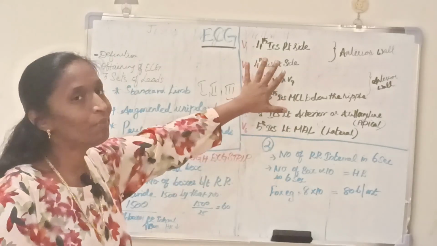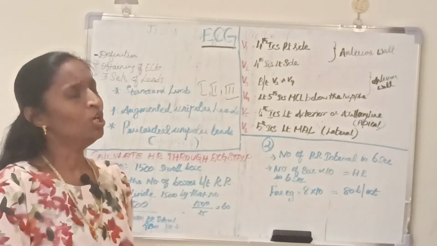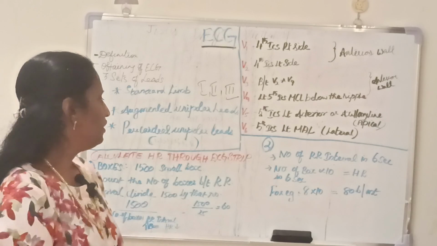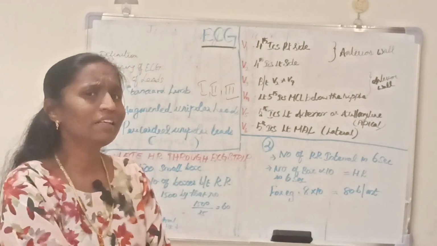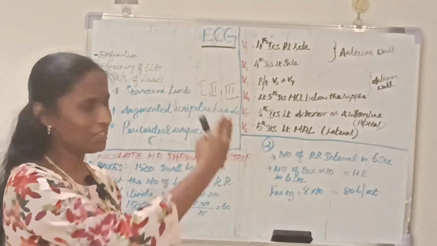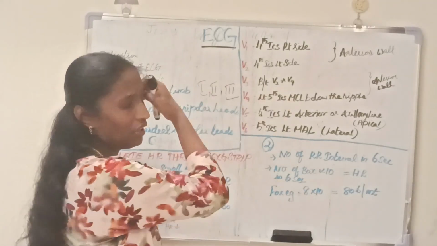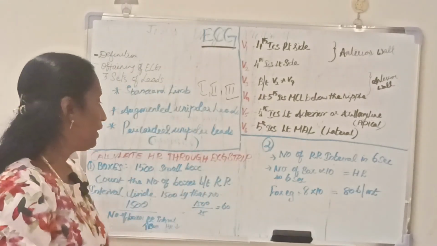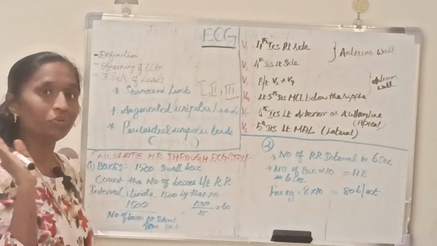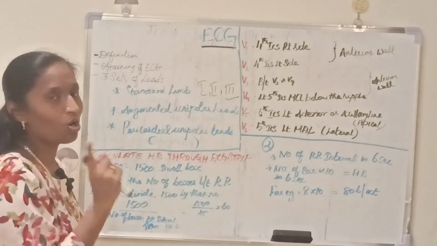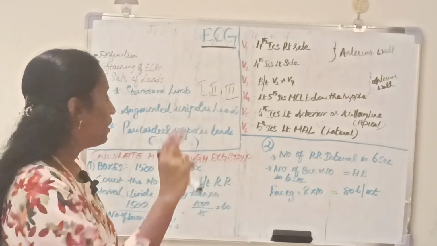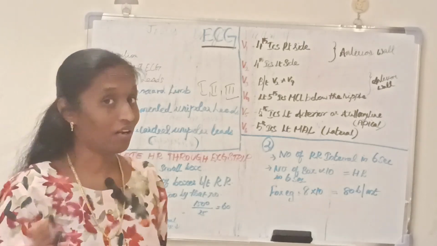So this is the placement of the chest leads. Now we will learn how we calculate the heart rate with the help of this ECG. There are two methods: the first is the boxes method, and the second is the RR interval method.